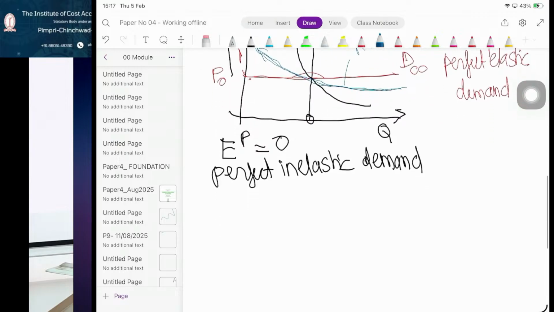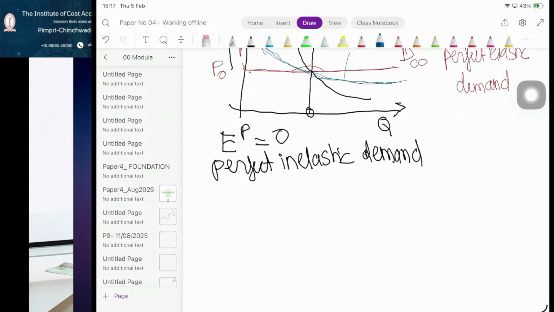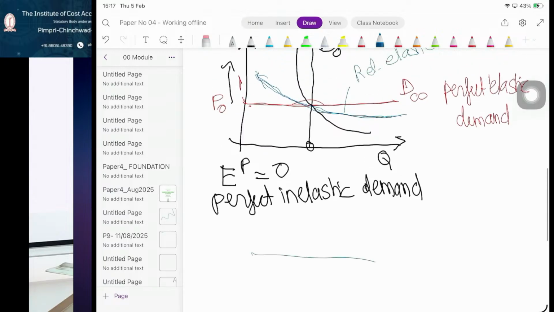Always, a relatively inelastic demand is like a steep vertical line. A flat demand curve is an elastic demand curve. And at the extremes, perfectly inelastic is vertical, perfectly elastic is horizontal. Is that clear? Okay, fine.